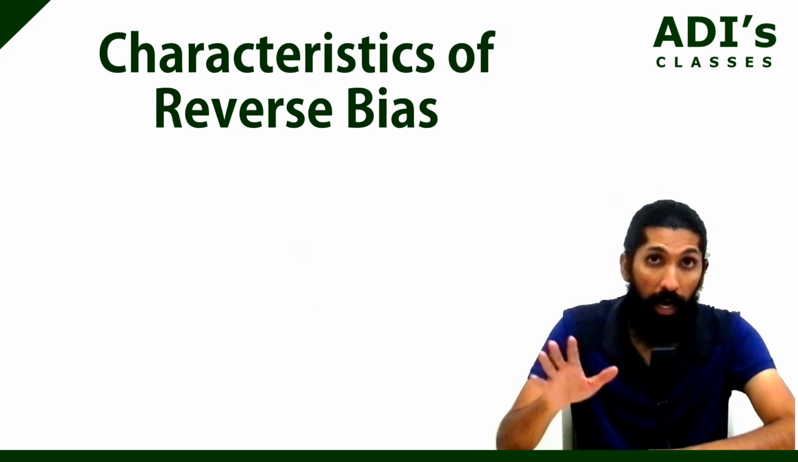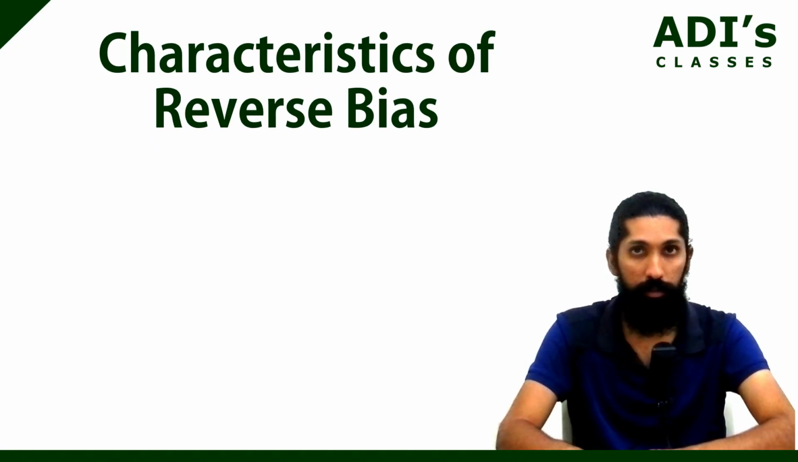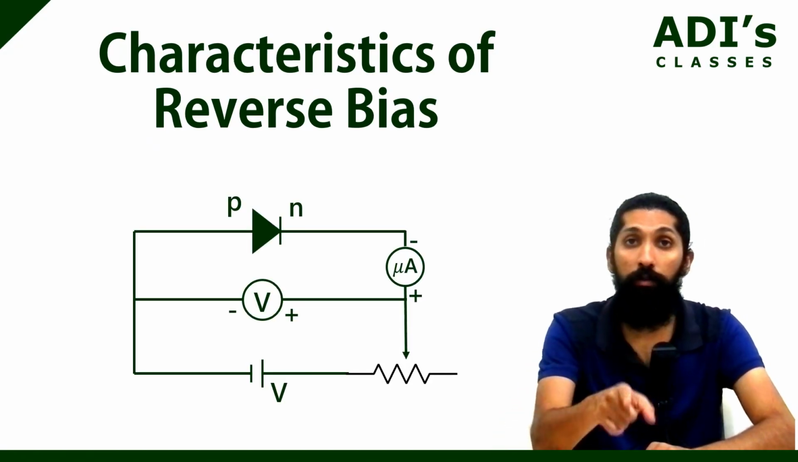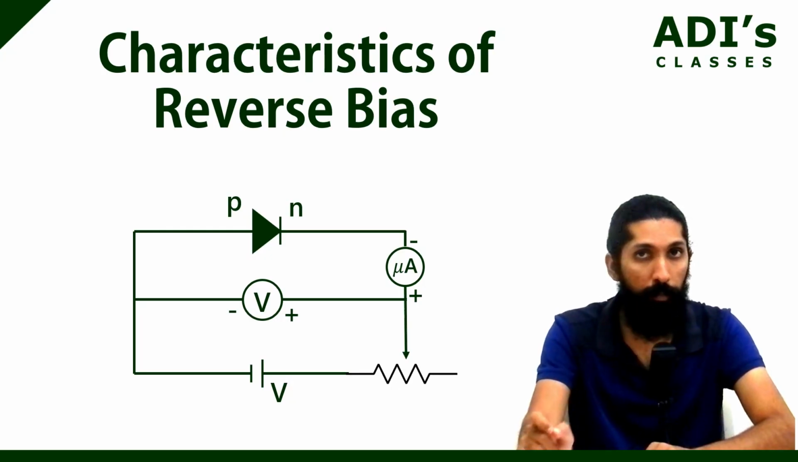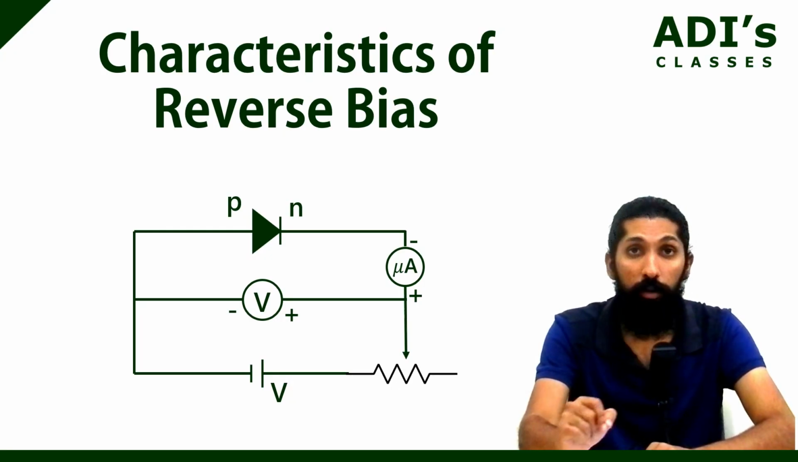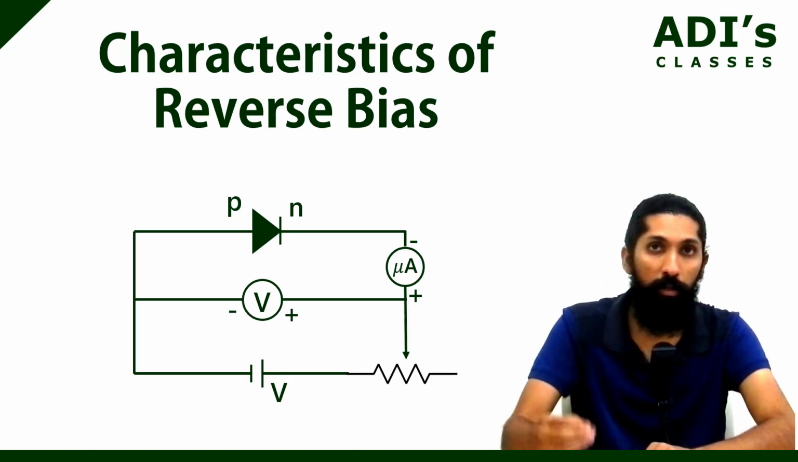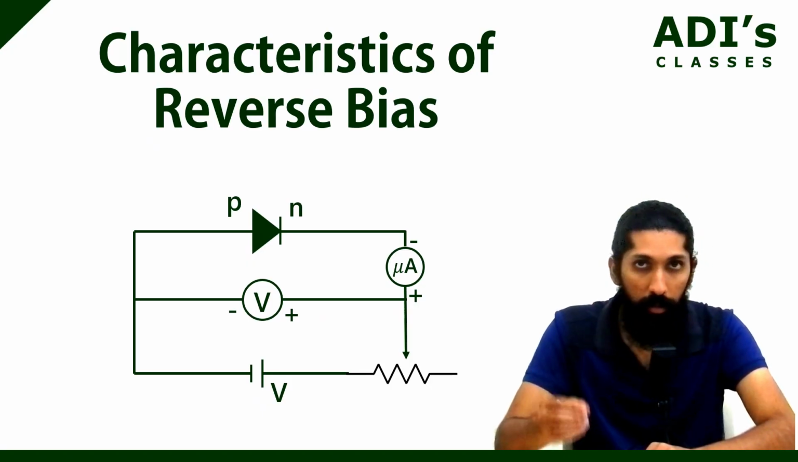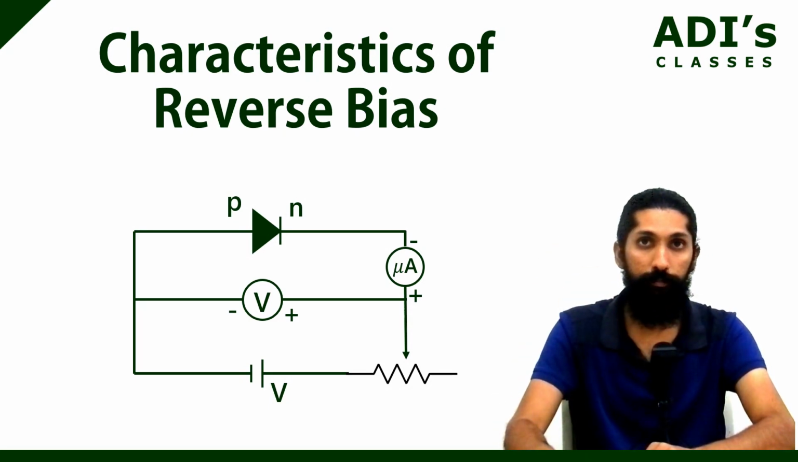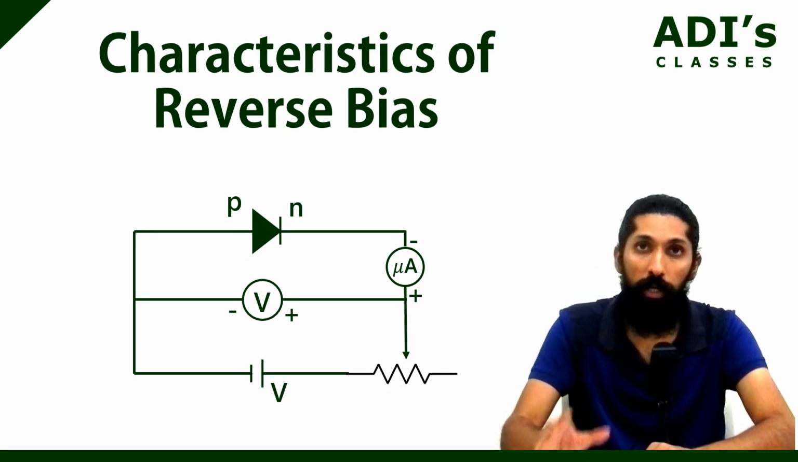Now let's understand the characteristics of reverse bias condition. Look at this particular circuit and see how the diode is connected to the terminal of the battery. You have a voltmeter and you have a microammeter. Microammeter, because the minority charge carrying current will be very, very small. It will be in the order of a few microamperes. That's why.